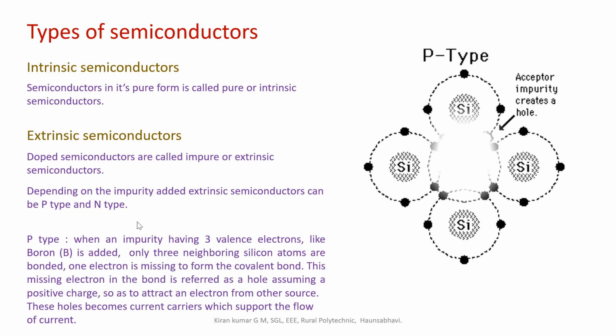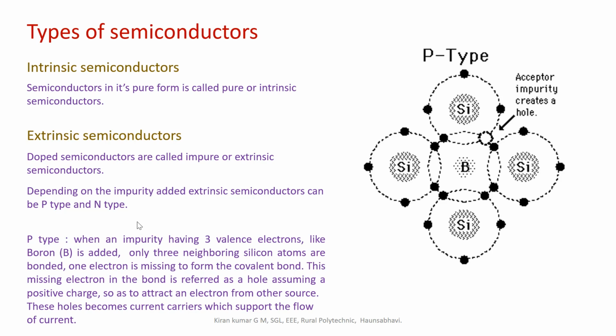Now, how does this p-type semiconductor result? When an impurity having 3 valence electrons, like boron, is added, only 3 neighboring silicon atoms are bonded. 1 electron will be missing from the covalent bond. This missing electron in the bond is referred to as a hole. A hole is assumed to have a positive charge. Why is it assumed to have a positive charge?